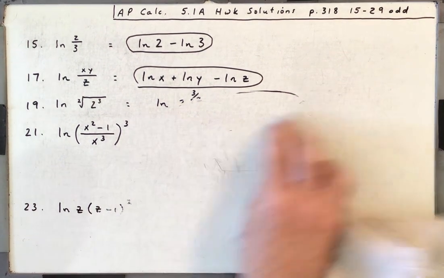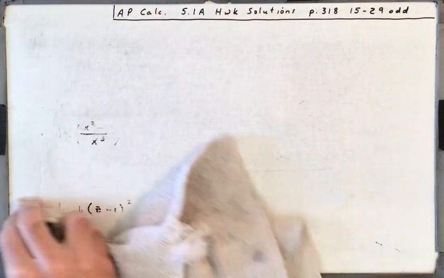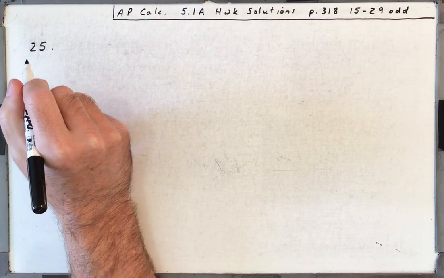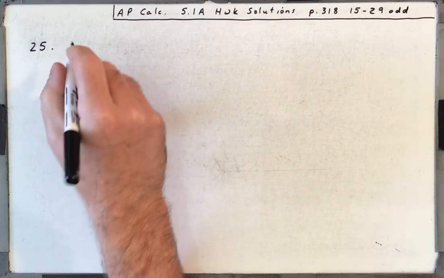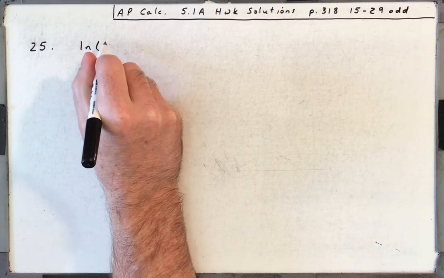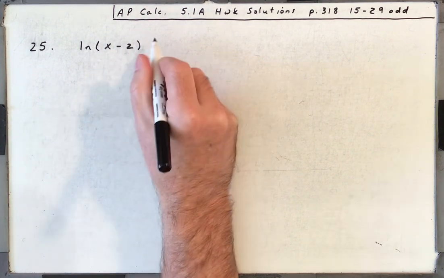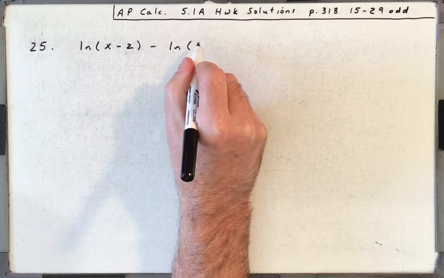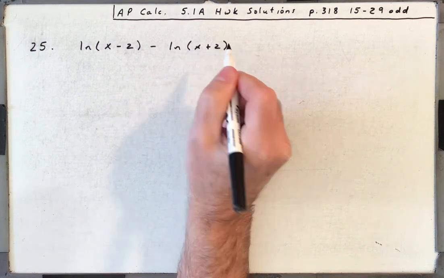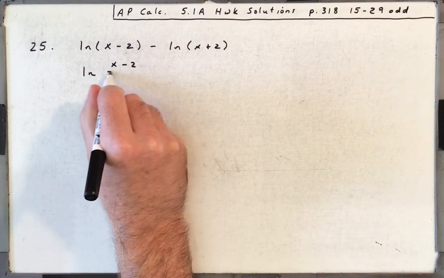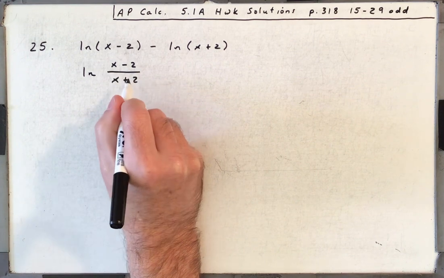So let's do the last 3. Got number 25. So the instructions for these last 3 would be write the expression as a single logarithm. So we have the natural log. So we're going backwards really from the last few problems. So minus natural log of x plus 2. So this is subtraction, so that ends up being a quotient. So x minus 2 over x plus 2.